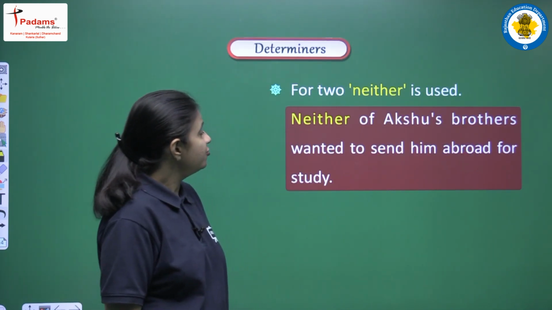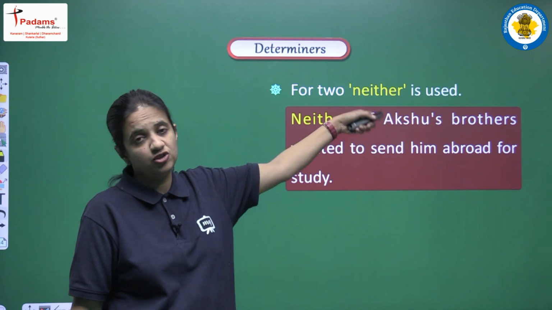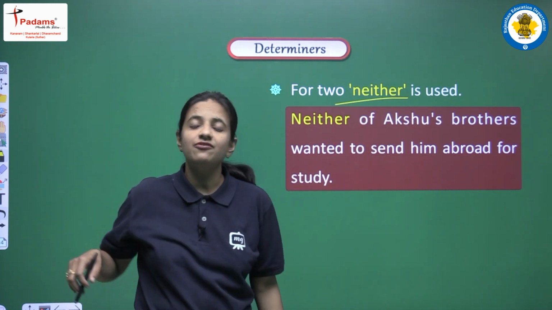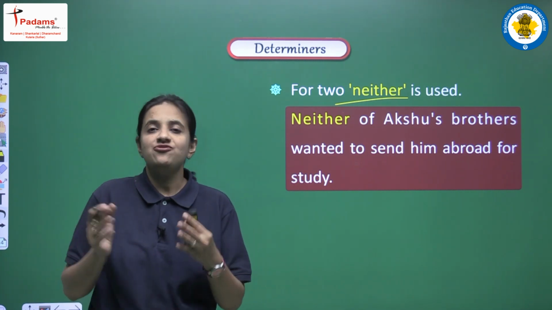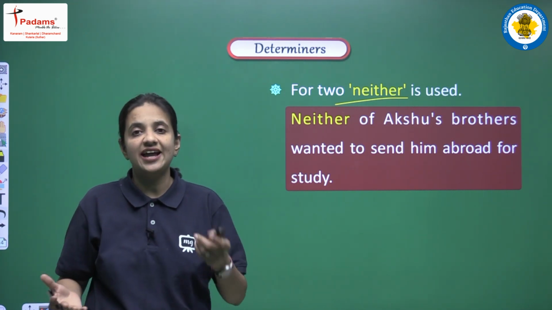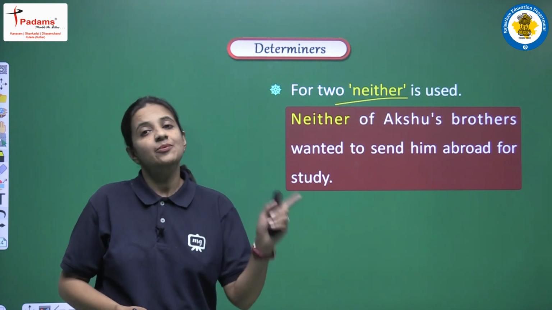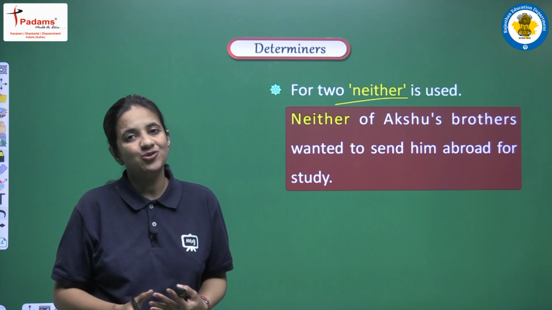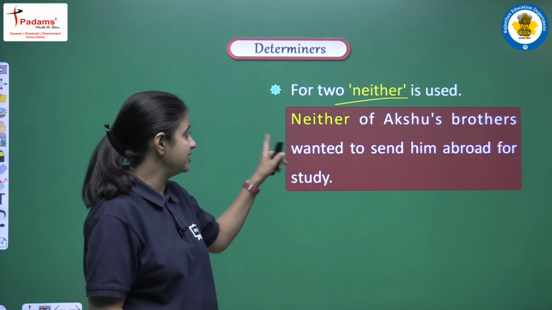Next we are having that for two, neither is used. We have discussed this determiner earlier, neither. So this is the difference between neither and none. If we are having only two options, at that time we have to use neither. But if we are having at least three or more than three, then we have to use none. How? Let's see the examples.